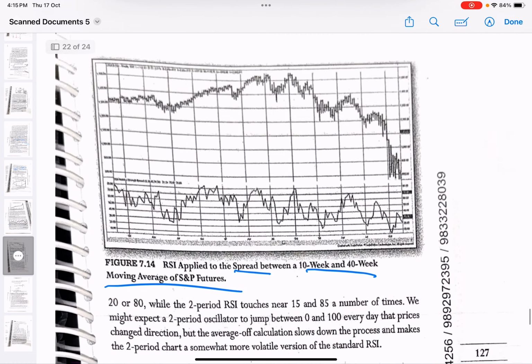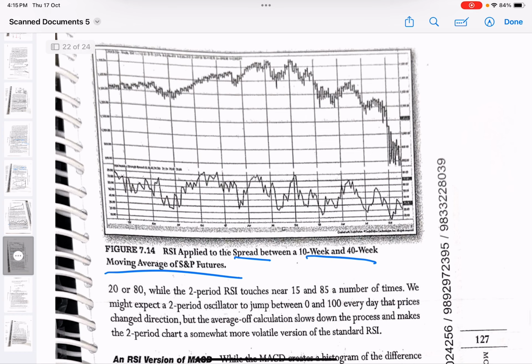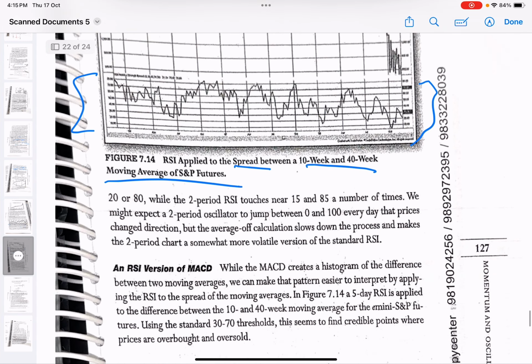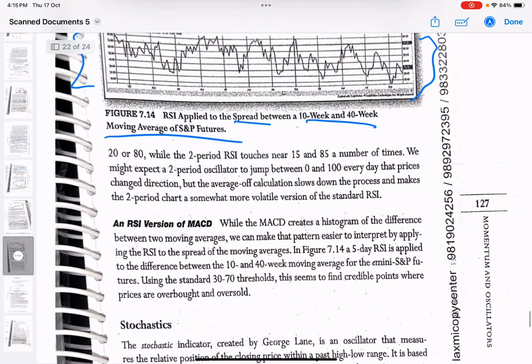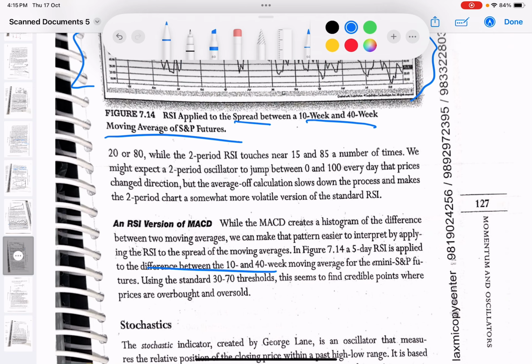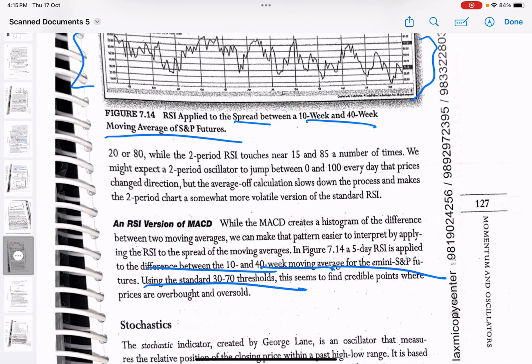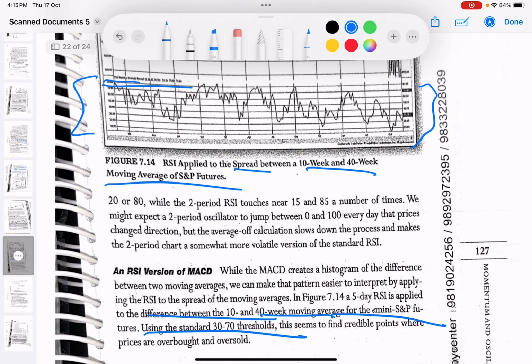Again, let's look at the figure. This is my figure. The RSI which they have plotted here is the difference between the 10 and the 40 moving averages, using the 30-70 threshold. 70 is somewhere here, 30 is somewhere here.